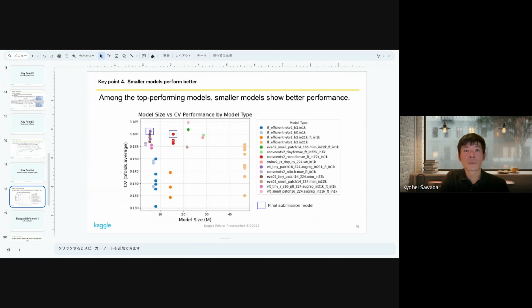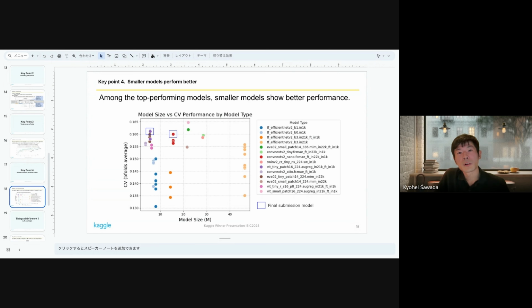And key point four, I tried many image models and found that smaller models performed better. Given the low image resolution in this competition, there wasn't a need for large models. Smaller models were enough to get good results. This was, I think, something many participants also noticed, and I observed the same in my experiments.